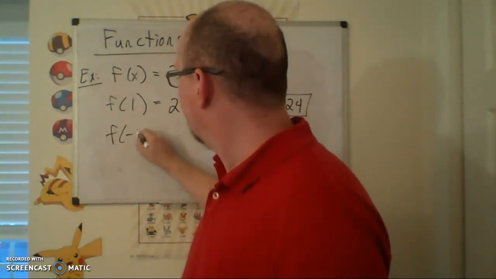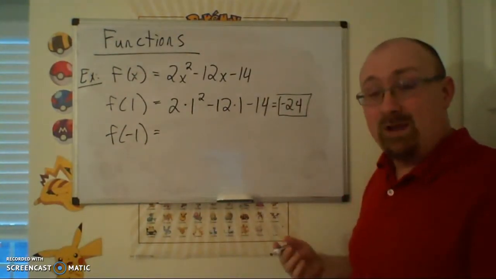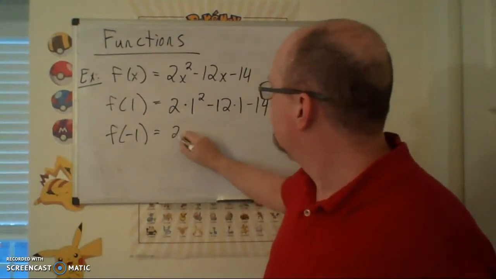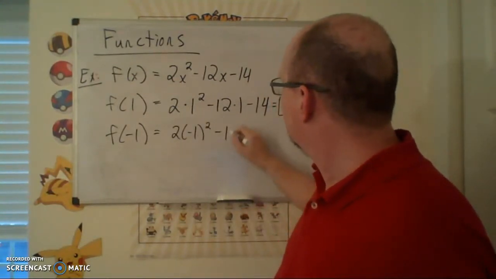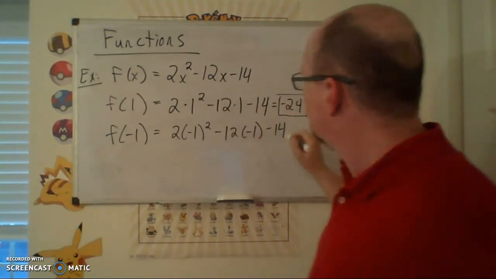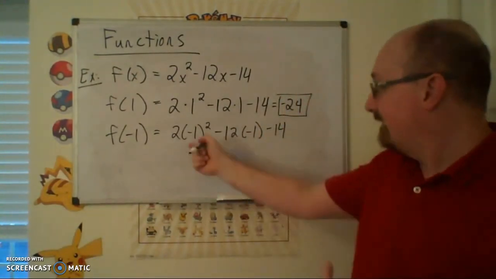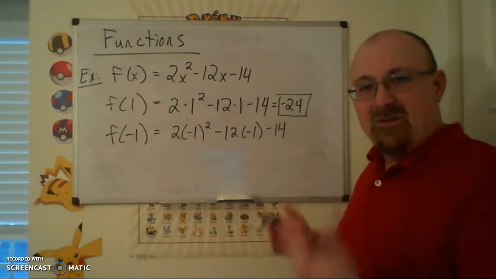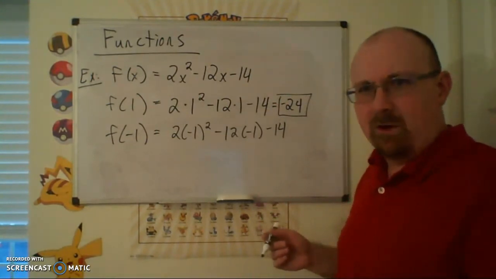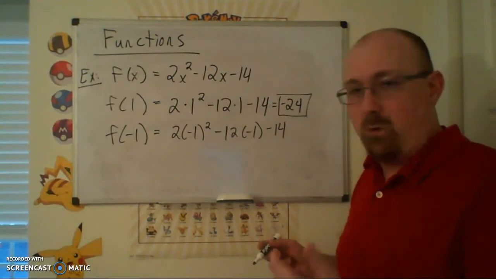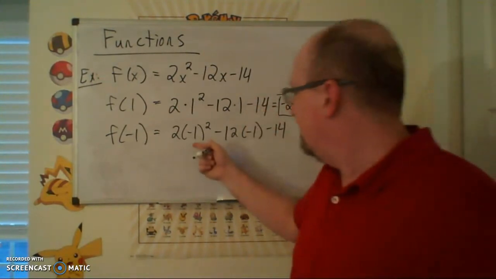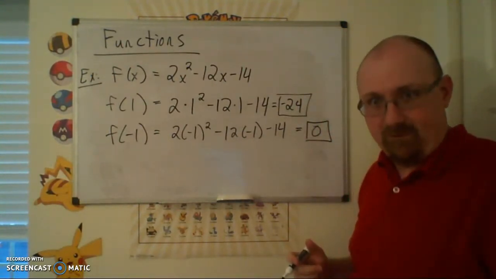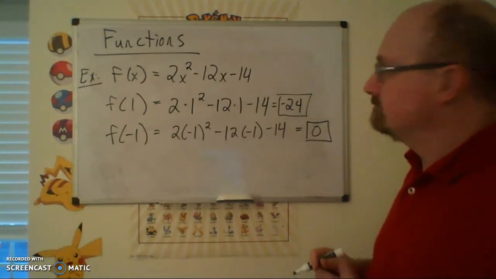By the same token, if I wanted f of negative 1, again, everywhere I see an x in my formula, the negative 1 goes in its place. So we have 2 times negative 1 squared, minus 12 times negative 1, minus 14. And this ends up changing things up. As you may recall when we were talking about the graphical qualities related to this equation, if I work out the arithmetic here, I get 0 because negative 1 was one of our function's x-intercepts. So there's that.